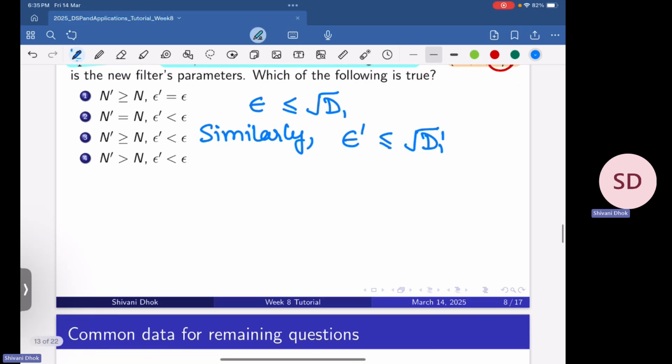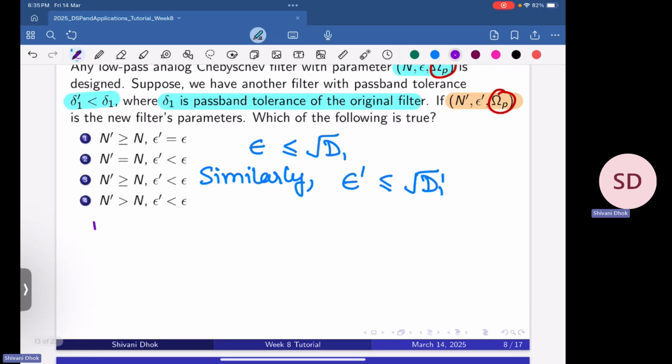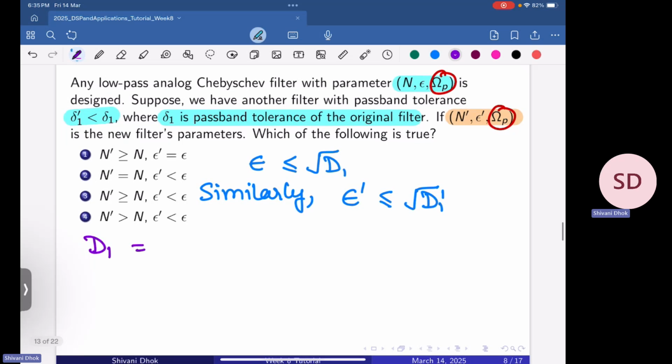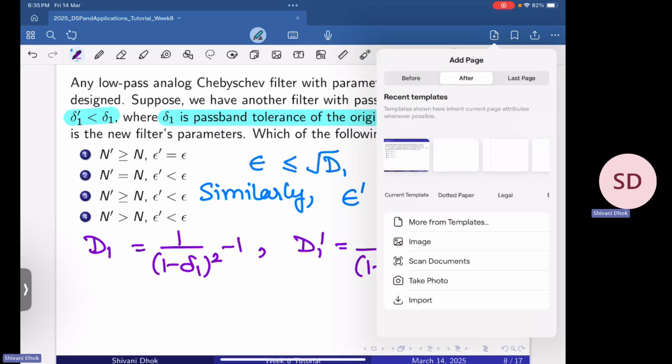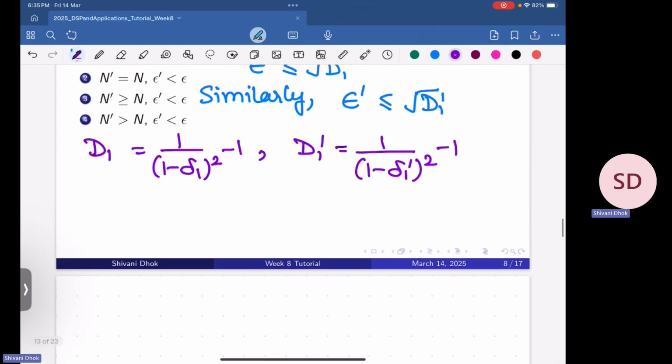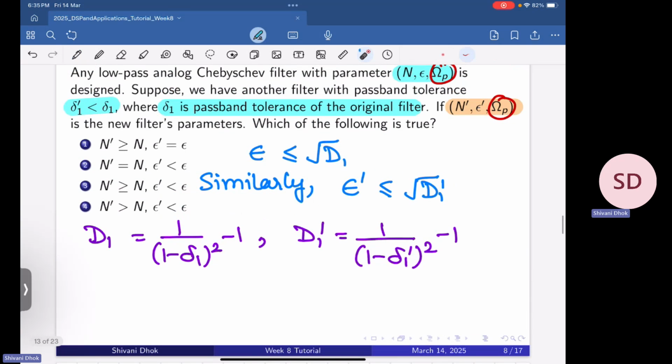Okay, so now how is this d1 defined? This d1 is defined in terms of passband tolerance. So it is defined as 1 upon (1 minus delta 1) whole square, minus 1, and this d1 prime in a similar way can be defined in terms of delta 1 prime: 1 upon (1 minus delta 1 prime) whole square, minus 1. So we have these two equations, and we have another piece of information, the relation between our delta 1 prime and delta 1.